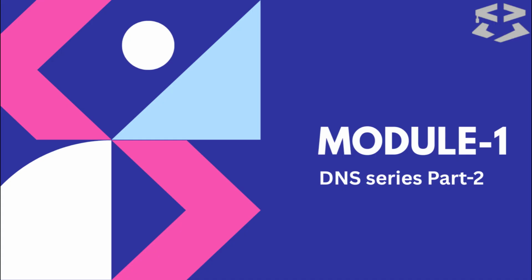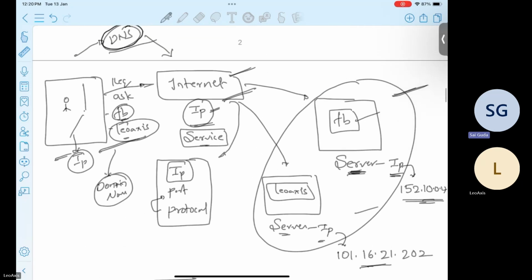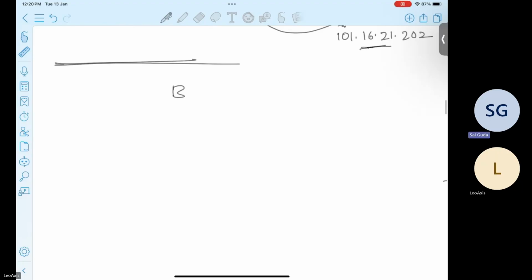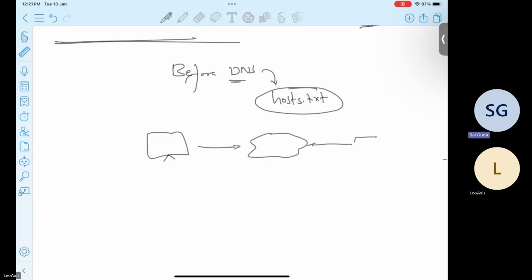Before we start with DNS, first we'll try to understand how things happened before DNS, and who was helping the internet before DNS came into the picture. So before DNS, we were using a file called host.txt. This is a file every computer used to maintain. It means every computer which is connected to the internet maintained this file locally.